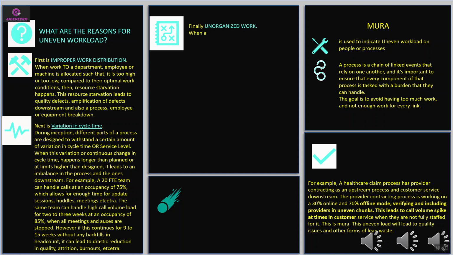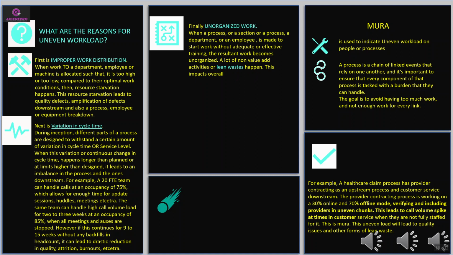Finally, unorganized work. When a process, or a section of a process, a department, or an employee, is made to start work without adequate or effective training, the resultant work becomes unorganized. A lot of non-value-add activities or Lean wastes happen. This impacts overall quality, leads to high expenses, and also hurts the productivity of downstream processes.